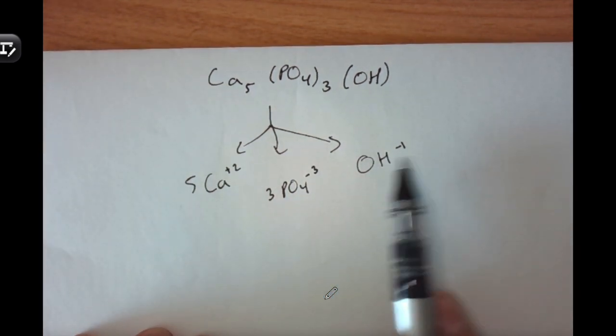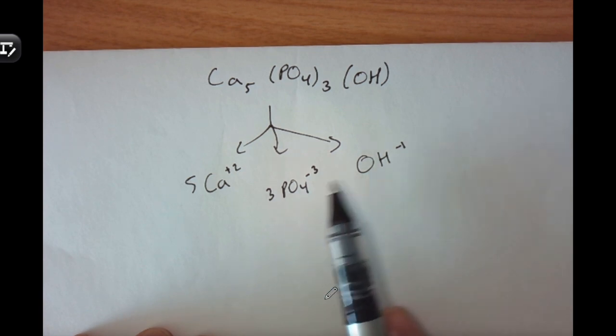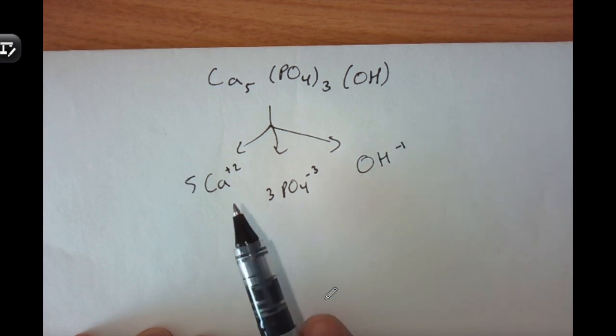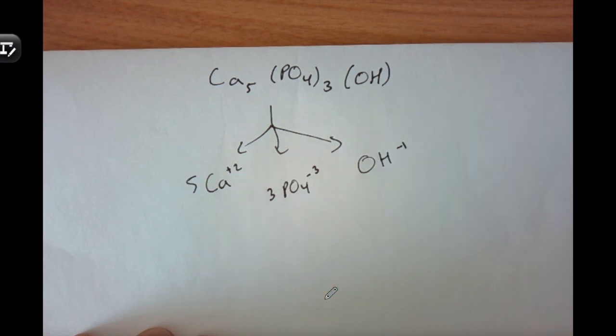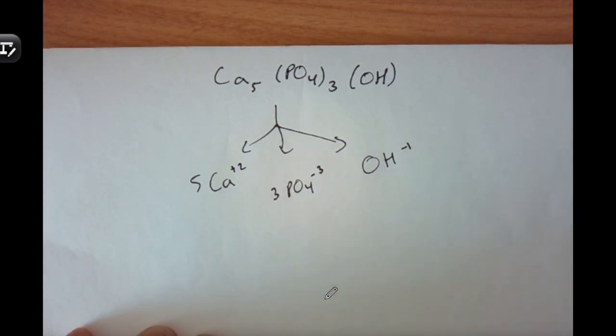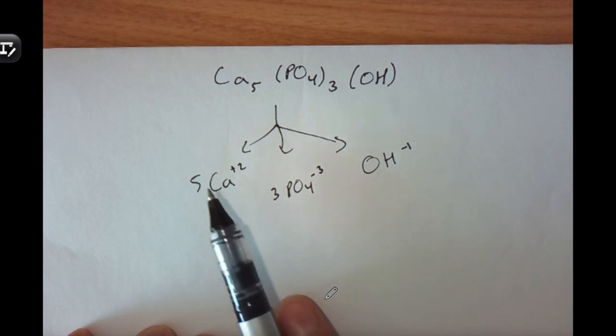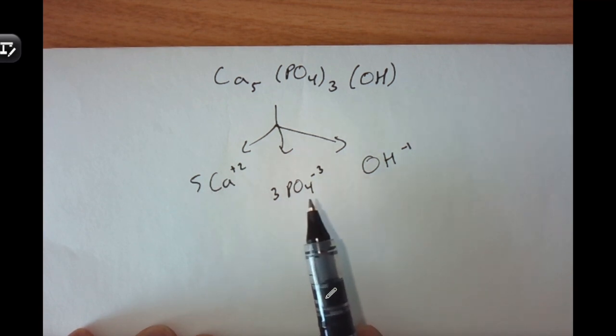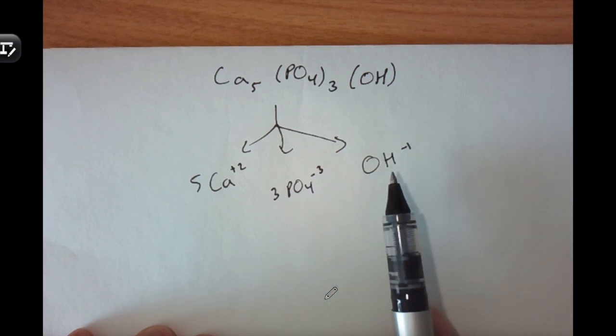I know these charges based on memorizing my polyatomics. PO4 is 3 negative, hydroxide is always -1, and calcium is a positive 2 because it's in the second group of the periodic table, group 2A. So I can now write my Ksp equation based on this. It'd be calcium to the 5th power times phosphate to the 3rd power times hydroxide to the 1st power.